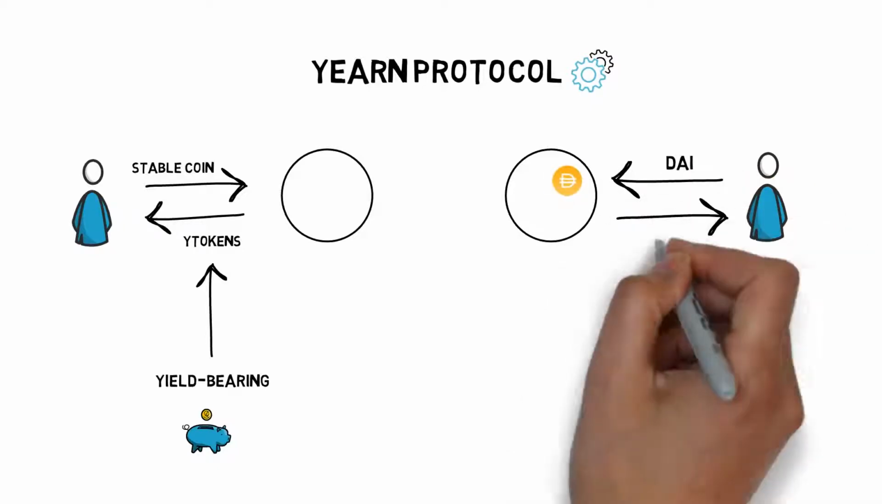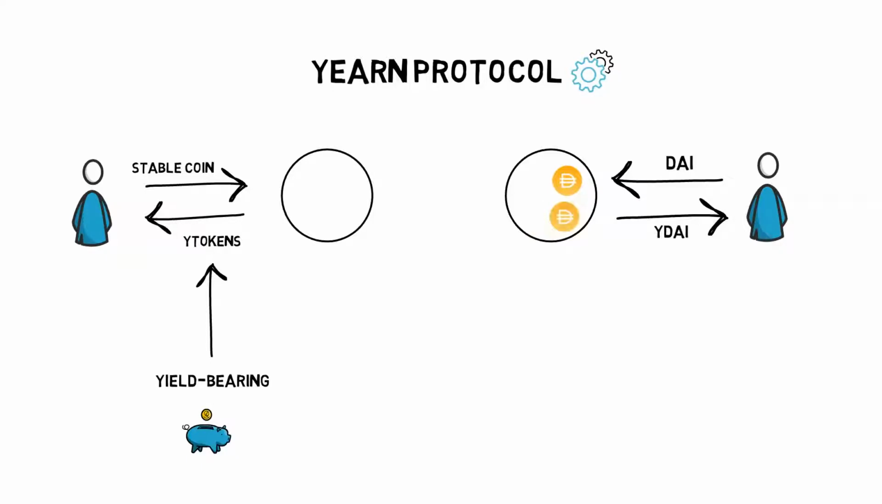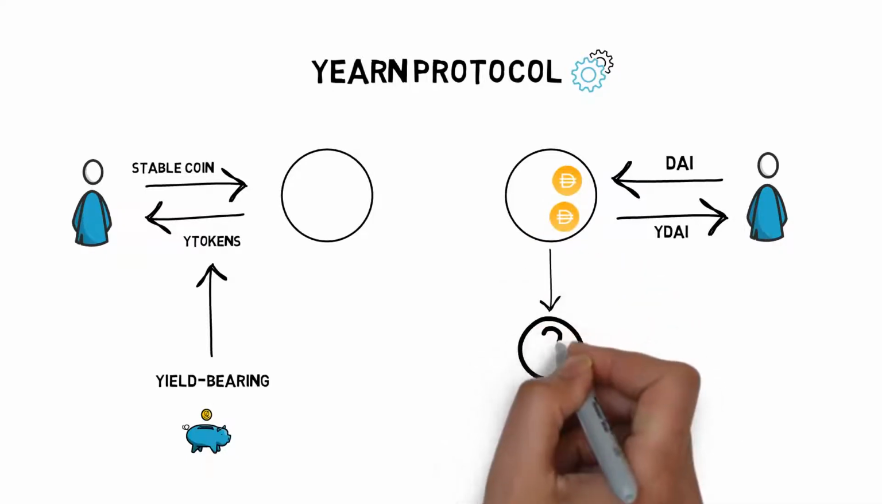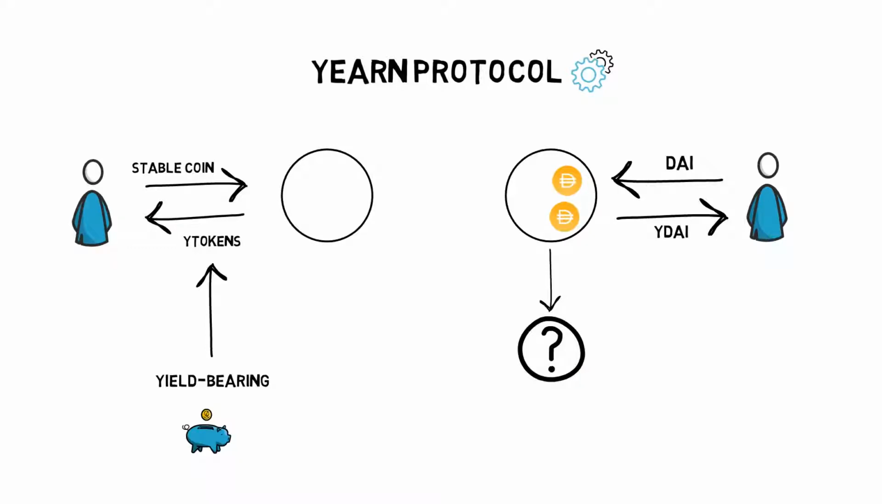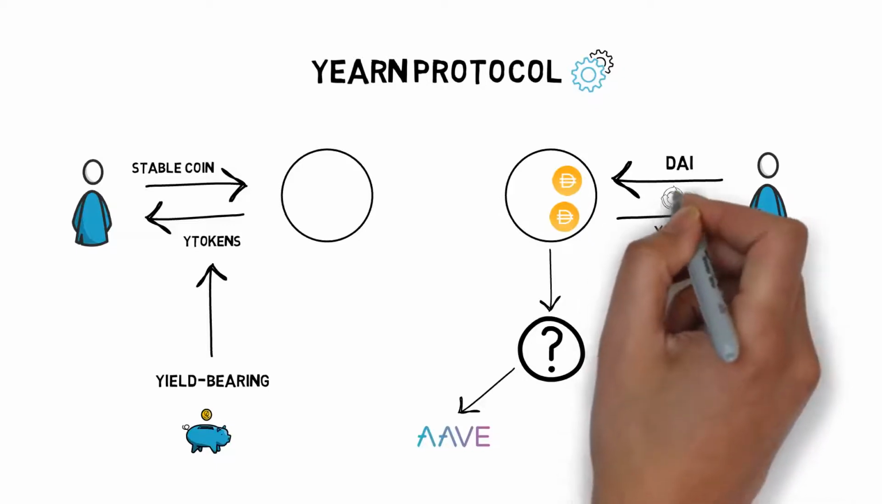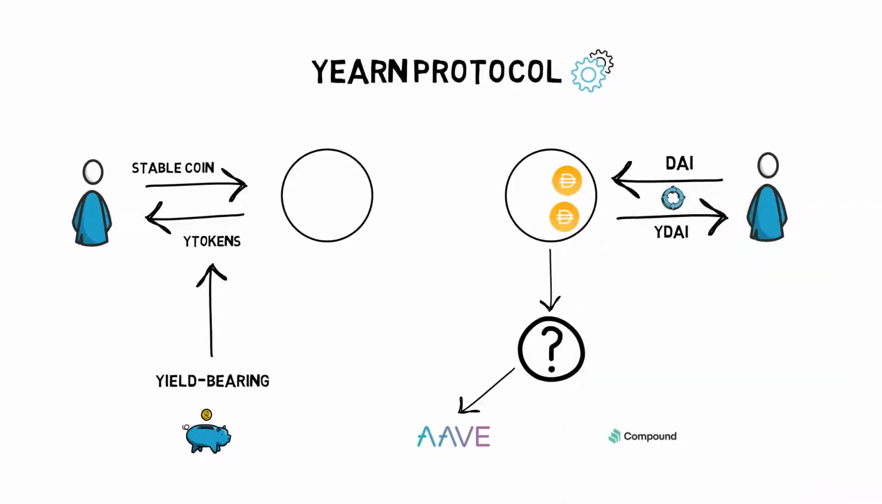The DAI that is pooled together can then be moved between different lending protocols to always maximize the yield. For instance, if Aave offers a better yield on DAI than Compound, the Yearn protocol can decide to move all or some of the DAI to Aave. The protocol checks if there is a better yield available at the time a user deposits or withdraws money from the pool, triggering a rebalance of the pool if necessary.